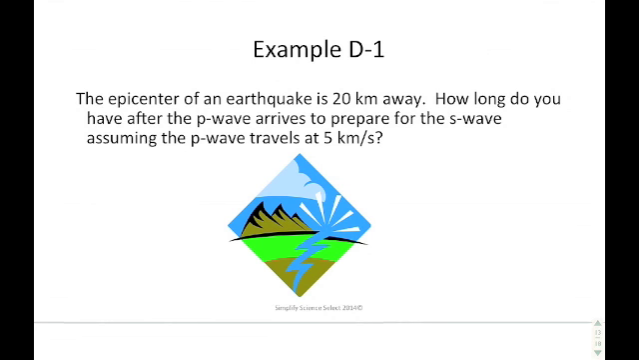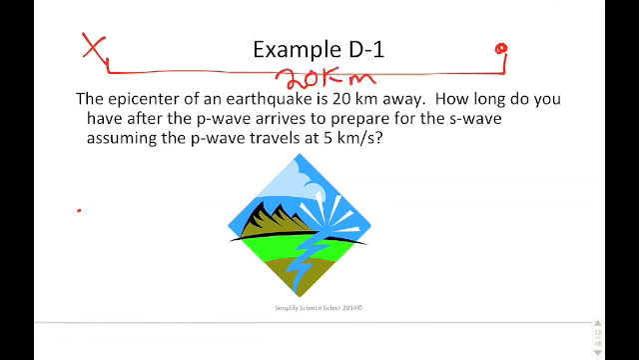In this one, it says the epicenter of an earthquake is 20 kilometers away. It says, how long do you have after the P wave arrives to prepare for the S wave, assuming the P wave travels at 5 kilometers per second? So what we have here is an earthquake that occurs right here, and then I'm over here 20 kilometers away.